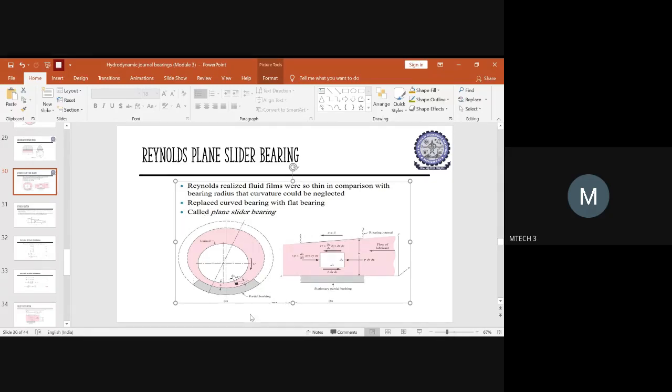So this is the section of the journal. A small cross-sectional element of the journal is being taken here. All right, this is our journal, and this is our bearing surface, and in between we have a lubricant film over here. So a small cross-sectional area of the lubricant has been taken here. This shows the direction in which the lubricant is flowing.